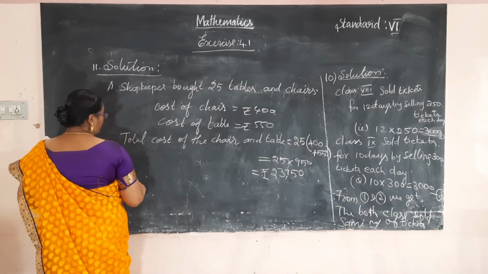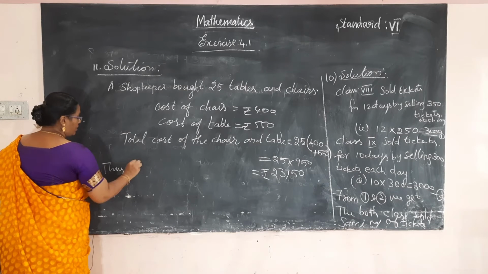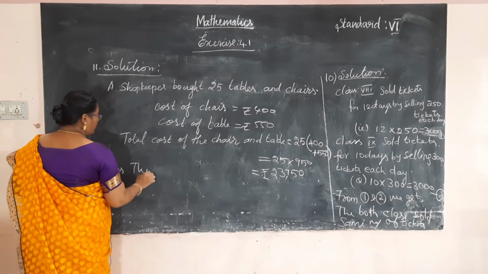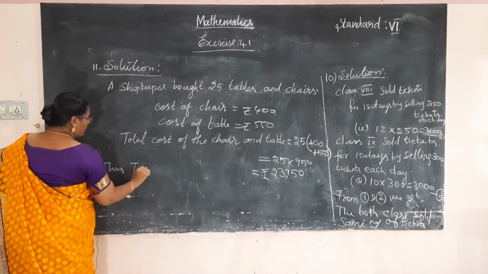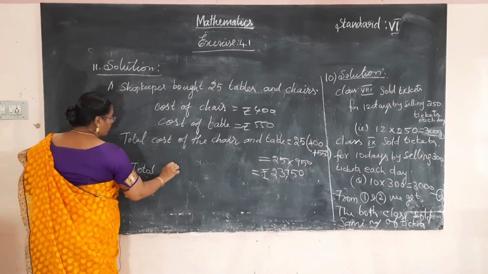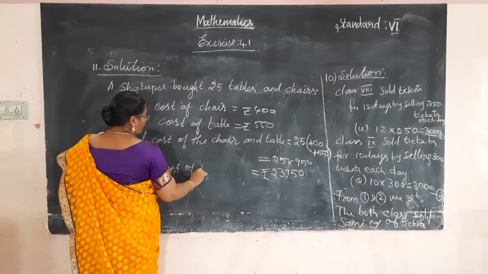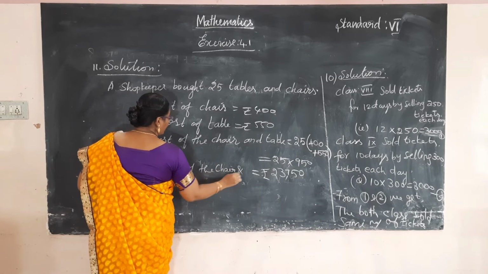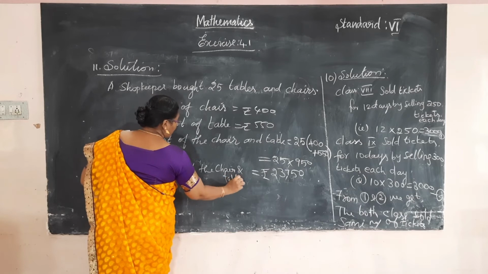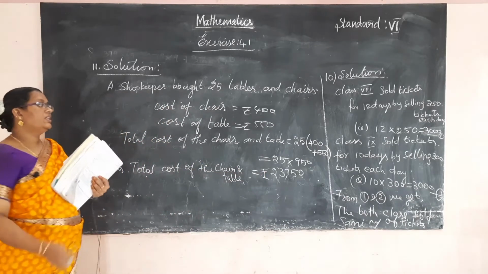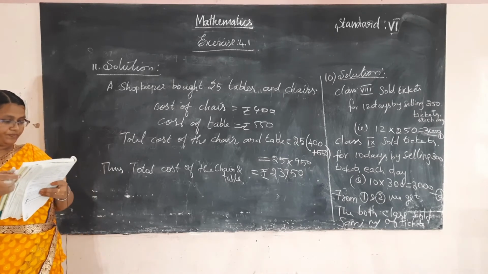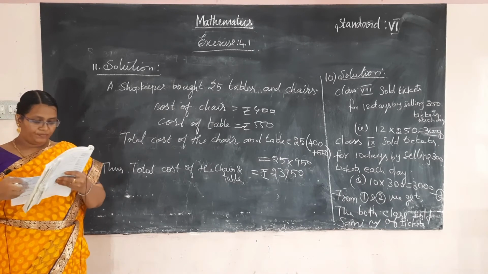Thus, the total cost of the chair and table is rupees 23,750. Okay, and next one, 12th problem.